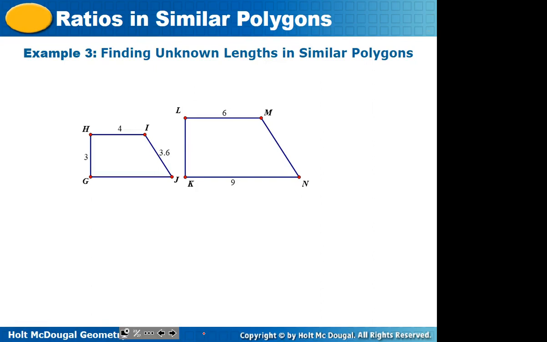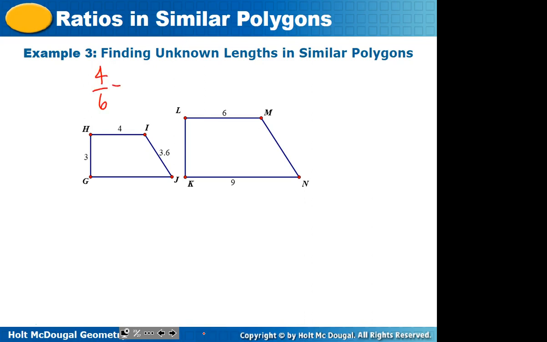So now we're going to talk about finding unknown lengths in similar polygons. This time we know that they are similar, so we want to see if we can find two corresponding sides that have measures on them. We have the left side, where one has a 3 and the other has nothing. We have the slanted side, which has 3.6 and nothing. We have the bottom, which has nothing and 9. Does everybody see the top of these two shapes? On the top we see a 4 and a 6. Those are what we're going to use because those are corresponding sides.